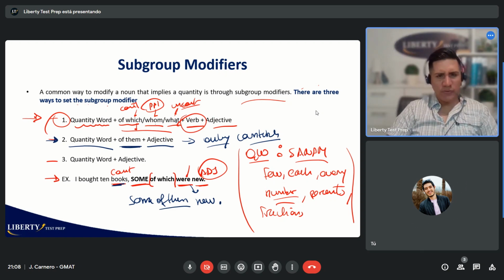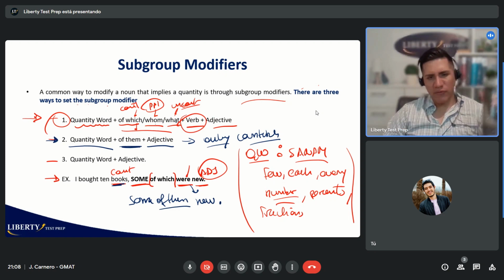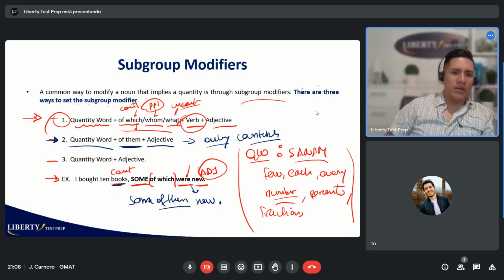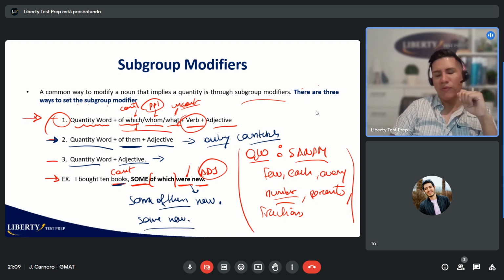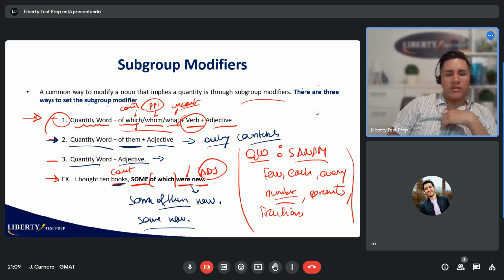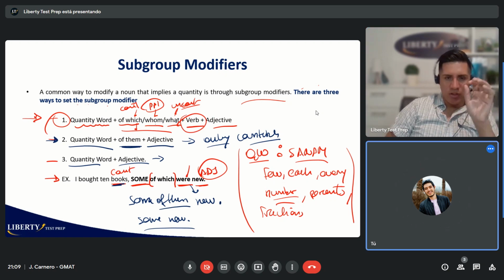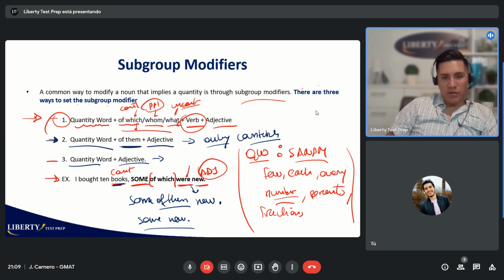And then the last one, which is the most common, I think, in literature, and which the GMAT uses very rarely. You just have a quantity word and an adjective. So "some new." The GMAT will use this one very little, even though it's maybe the most common, colloquially and also in formal writing and everything. The GMAT doesn't use it, but that's another option. Basically, the first two are the ones that they like and are going to use.